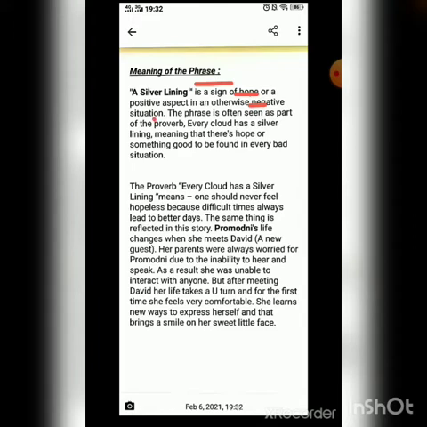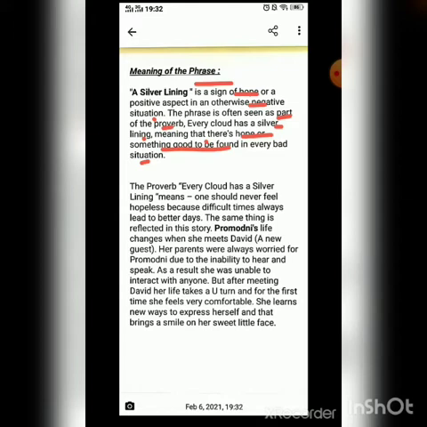What does this phrase mean? It means to be hopeful and to have a positive attitude towards a negative situation. Whenever you are in a negative situation, always be hopeful and optimistic towards it. That is known as a silver lining. The full proverb is "Every cloud has a silver lining." The phrase is often seen as part of the proverb, meaning that there is hope or something good to be found in every bad situation. You can find some good thing in any bad situation.